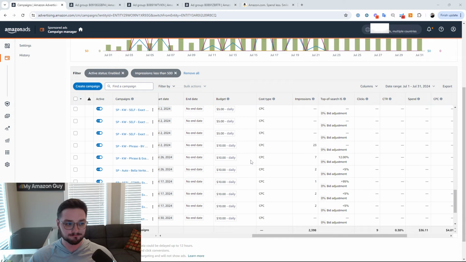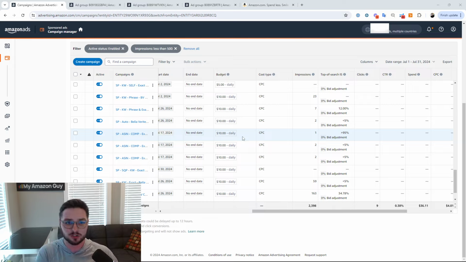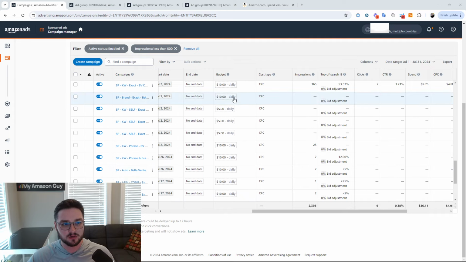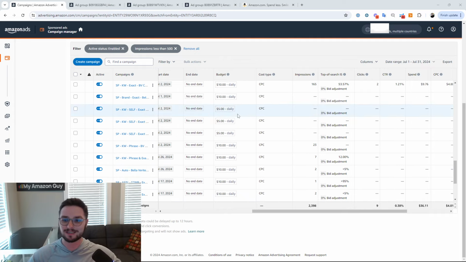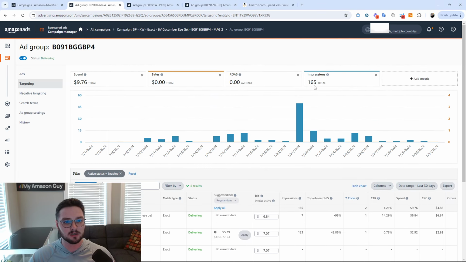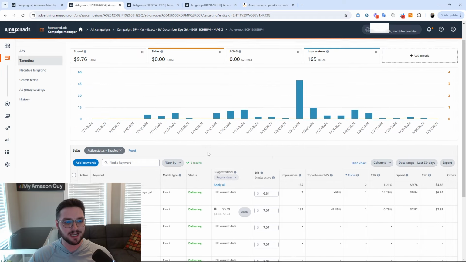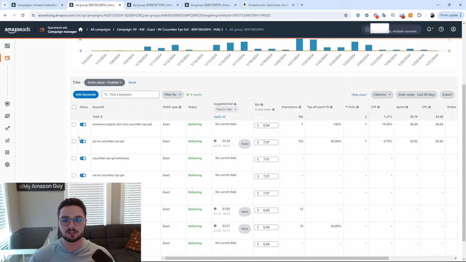But overall, one of the biggest things that you need to understand when you are looking at your daily budget is also understanding how much your keywords cost and what you need to do. So looking at this, you can see that some of these we only have $5. Well, we're going to get into how that can be an issue in just a little bit. So moving on, the next thing that I typically see, we're going to jump into one of these campaigns here. 165 impressions over the last month. We have a couple of keywords in here, total 8, and you'll notice a few things immediately.